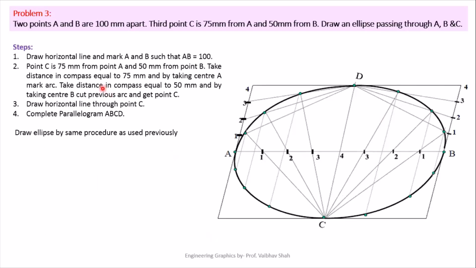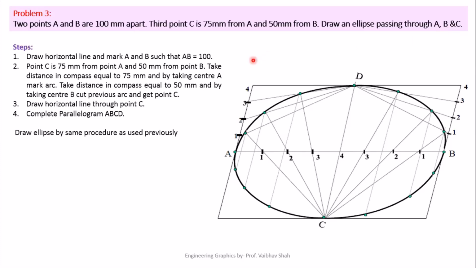So now let us move to one more example. Example number 3. Two points A and B are 100 mm apart. Third point C is 75 mm from A and 50 mm from B. Draw an ellipse passing through points A, B and C. So it is similar to the example we have seen previously.